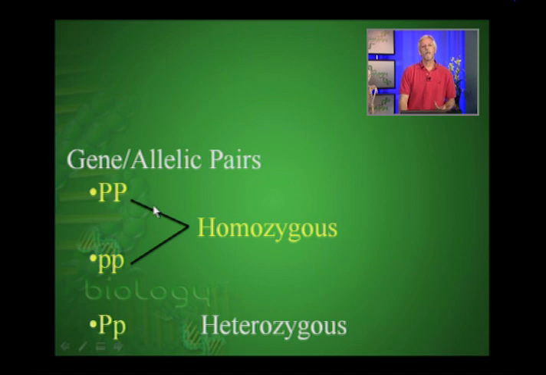Now, if one is homozygous and one is recessive, we describe that condition as heterozygous. So again, the prefix homo means the same. The prefix hetero means different. So same seed or different seed is essentially what the word is trying to tell us.